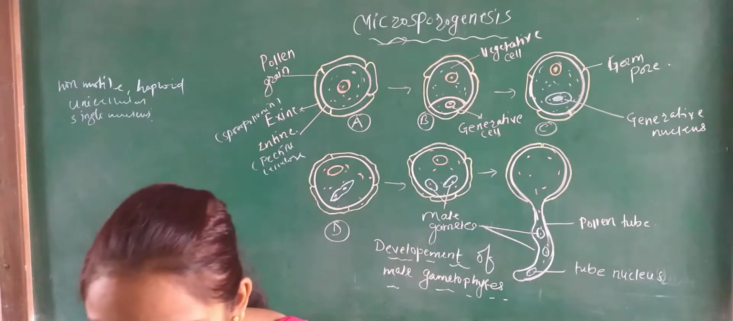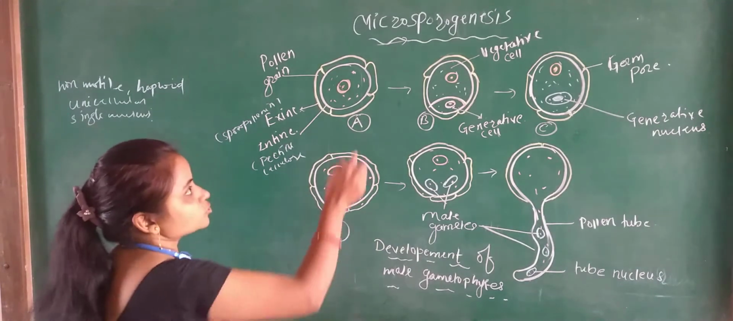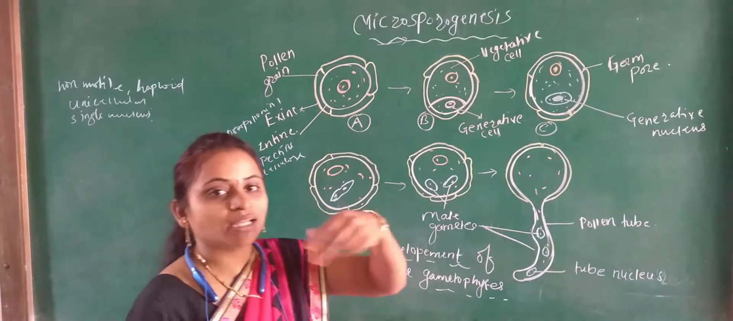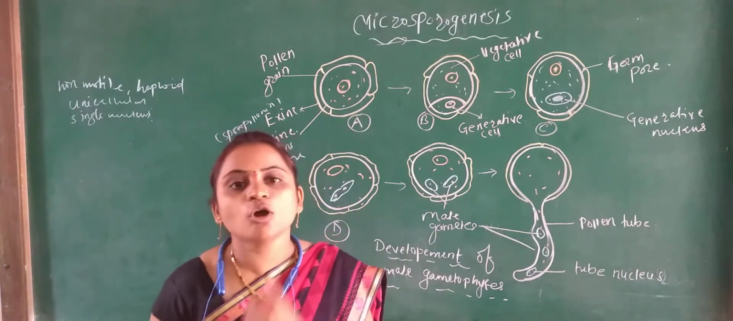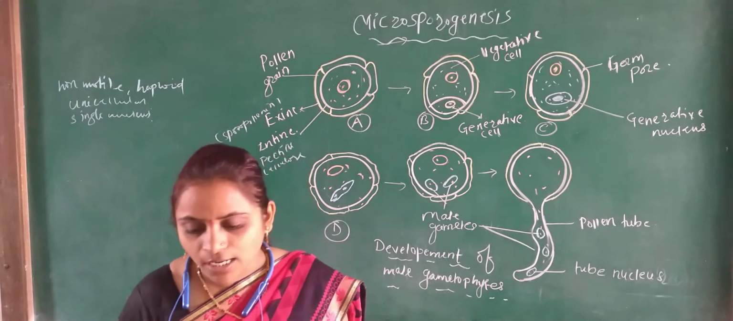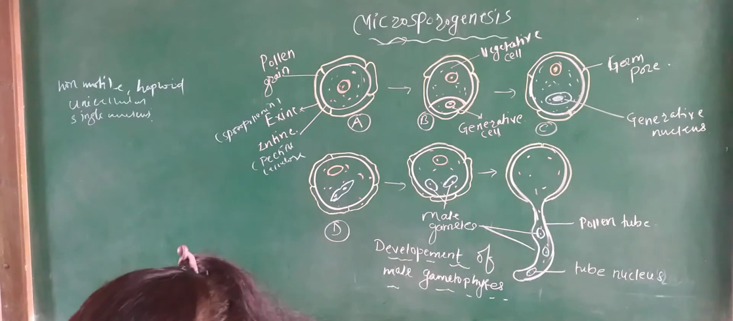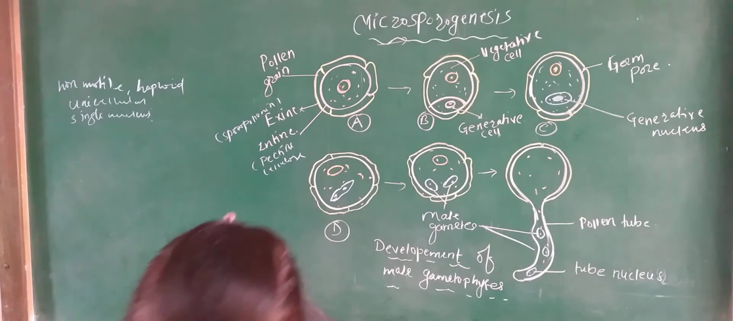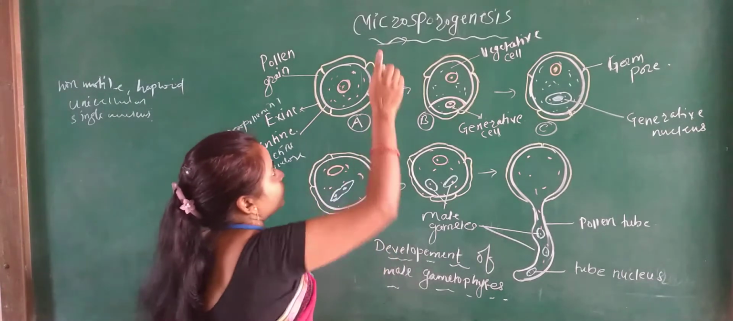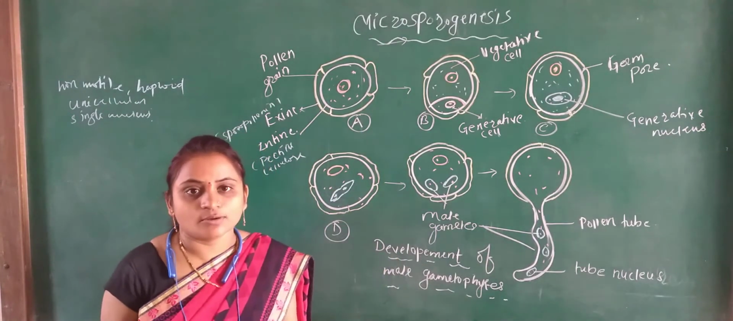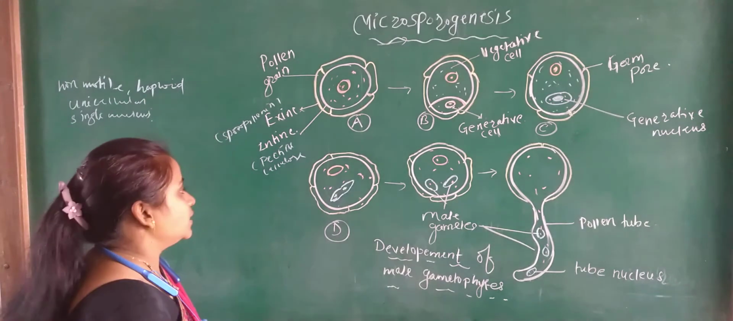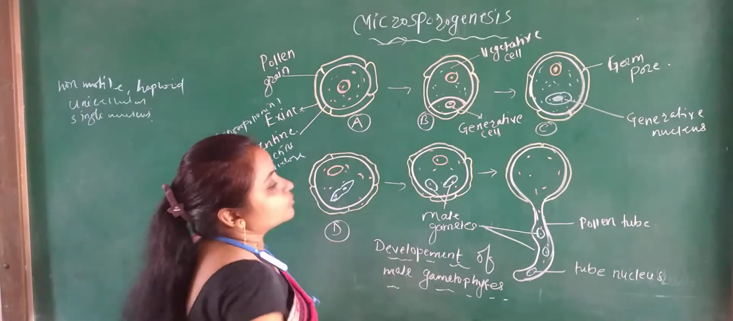Microsporogenesis means each microspore mother cell is meiotically divided and it forms the microspores. It forms a number of tetrad or haploid microspores, and that is called microsporogenesis.